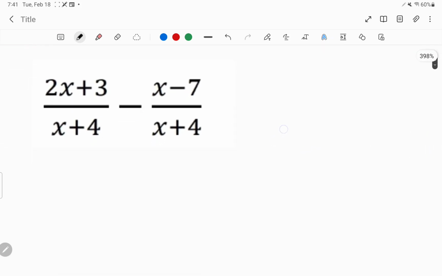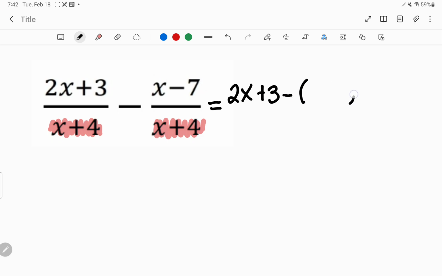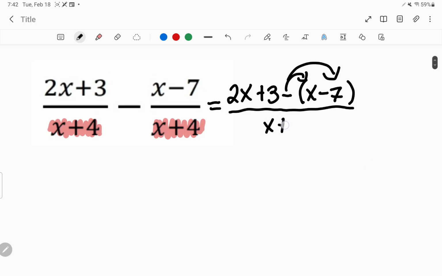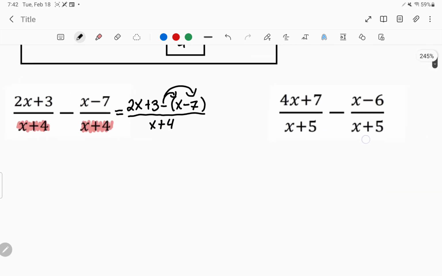Now let's do this one right here. Just like I mentioned before, you got to look at your denominator. If it's the same, then we're just going to go ahead and rewrite my problem. Okay, so I just rewrite it. I put the top 2x plus 3 minus, and I'm going to put in parentheses because look, we have a minus now. And what this is going to do is going to distribute and change the signs of those two. All right, we're going to go ahead and change that one in a bit. But on the bottom, it's just going to be x plus 4. We're going to keep the same denominator.